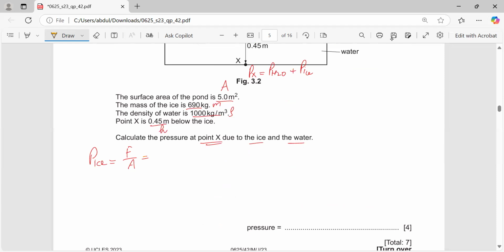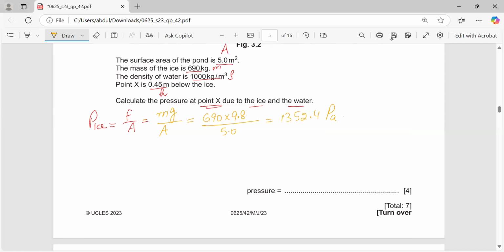Because the force of the ice will be equal to the weight of the ice. So pressure of the ice is force, which is weight, over area. The mass of the ice is given, 690 times the value of g, only 9.8, no other option, over the area, which is given as 5. Simplifying, 690 times 9.8 is equal to 6762, and divided by 5, the answer is 1352.4 pascals, and the unit of pressure is pascals.